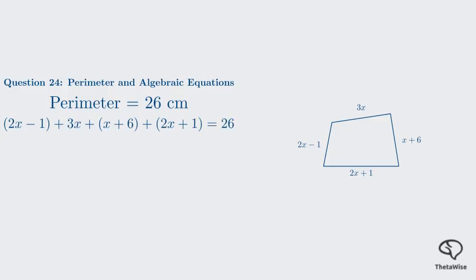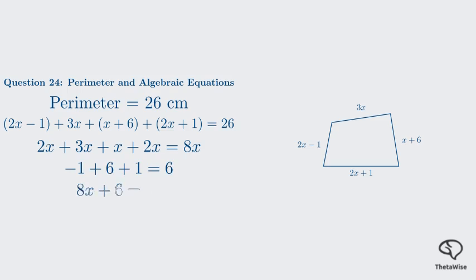Now we simplify the left side by grouping like terms. Let's look at the x terms first. 2x plus 3x plus x plus 2x, which equals 8x. Next, we group the constant numbers: negative 1 plus 6 plus 1, which equals 6. So our simplified equation is 8x plus 6 equals 26.